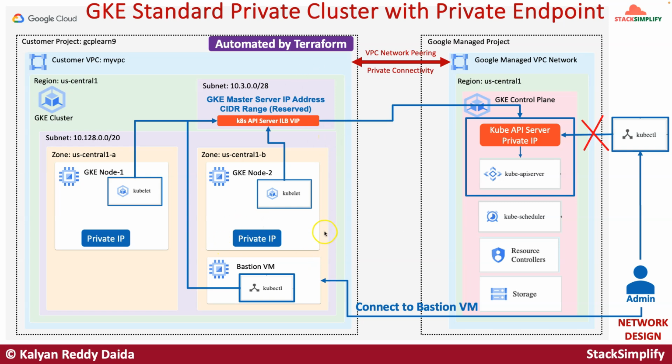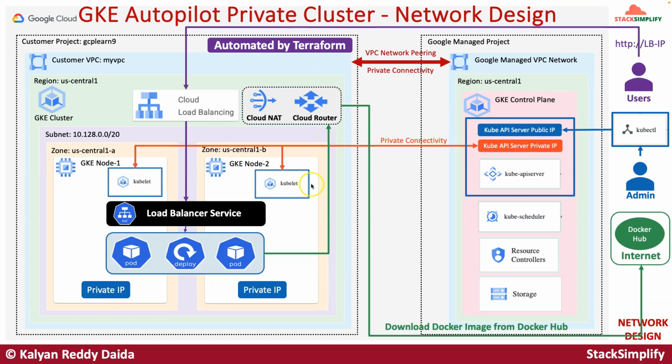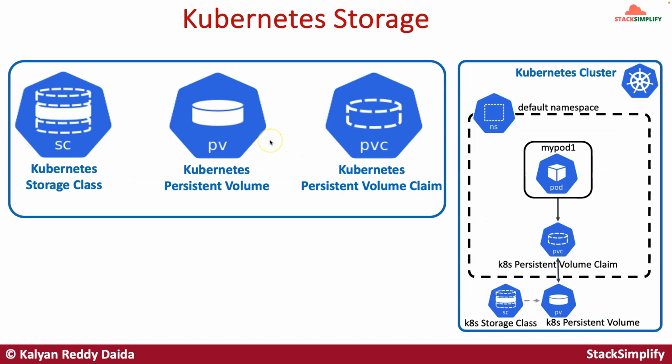And once this is completed, we'll focus on implementing GKE Autopilot private cluster. So far we have implemented all the demos with standard clusters. After that, we'll move on to Autopilot private cluster. And from here on, we are going to use Autopilot cluster for all our demos. And once we automate and implement this Autopilot private cluster, we'll move on to learning about Kubernetes storage.